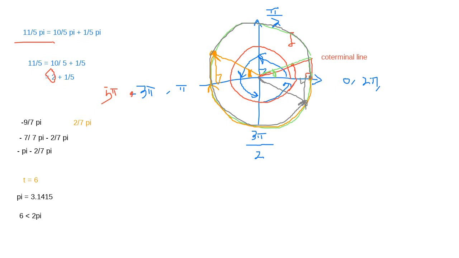So where is my reference angle? That's this angle. This is my reference angle. So how do we write this? We say the reference angle for 6 is 2 pi minus 6.